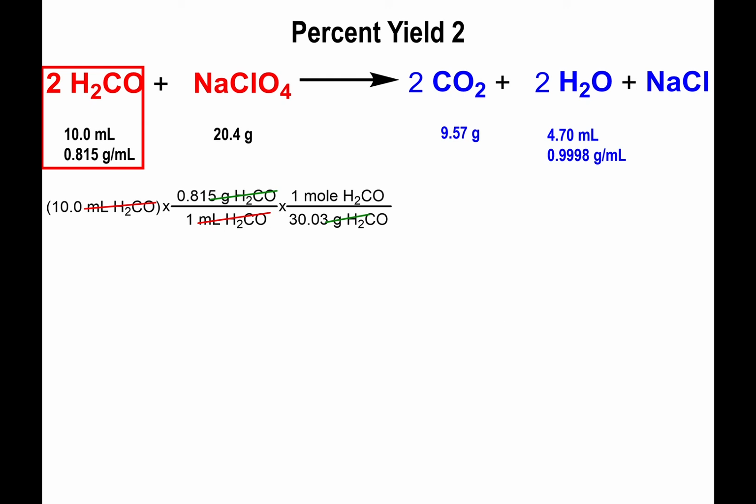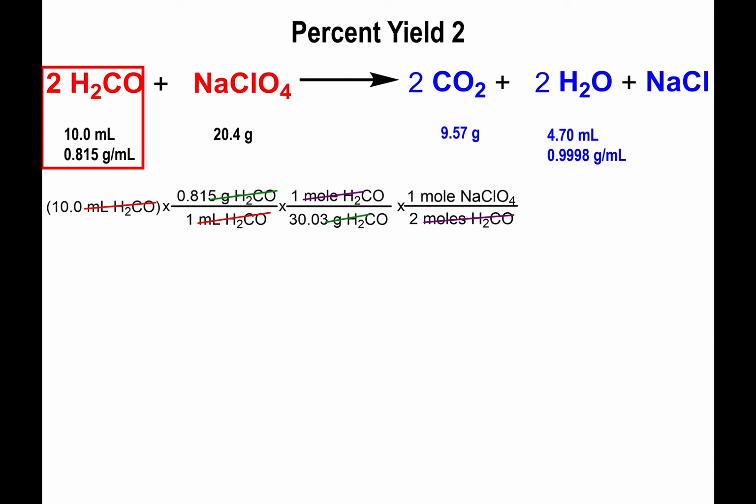Right now, we're interested in finding out the information pertaining to the excess reagent. So now we look at the ratios. We have 2 moles of H2CO for every 1 mole of sodium perchlorate. So you start with 1 mole of H2CO, you divide by the 2 moles of H2CO and multiply by the 1 mole of sodium perchlorate based on the balancing coefficients of the balanced equation. The moles of H2CO go away. You now have moles of sodium perchlorate.